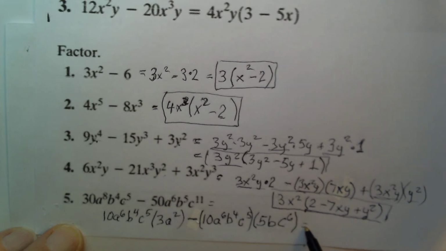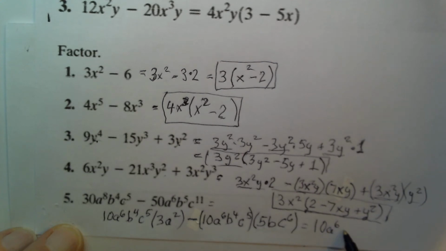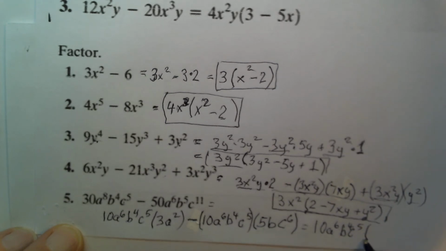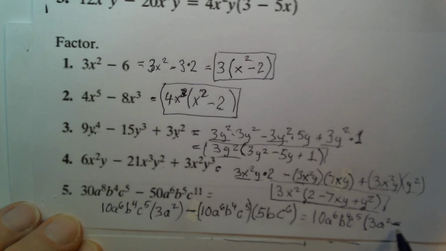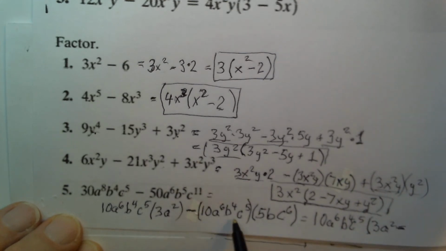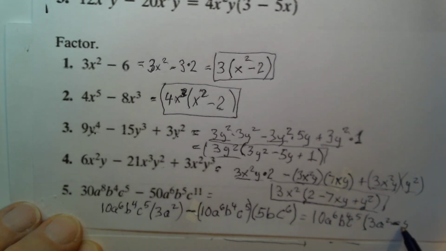So now when we take out the greatest common factor of 10, a to the 6th, b to the 4th, c to the 5th, then inside the parentheses goes the 3a squared, minus, that's the last term, so the minus sign comes from this one expression here, minus 5bc to the 6th power.